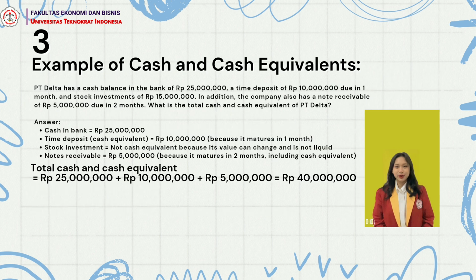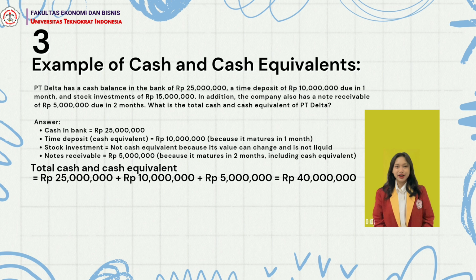Question 3. In the third question, PT Delta has various forms of liquid assets, namely cash in the bank of 25 million and a time deposit of 10 million which will mature in 1 month. In addition, the company also has a note receivable of 5 million which will mature in 2 months. Both assets, deposits and notes receivable, can be considered as cash equivalents because they mature in less than 3 months, while stock investments cannot be considered cash equivalents because they are not liquid enough and their value fluctuates.